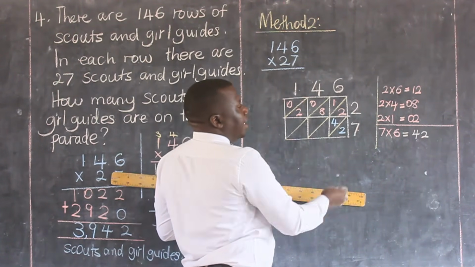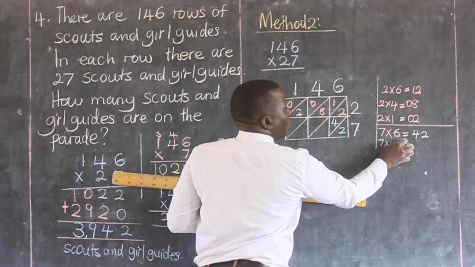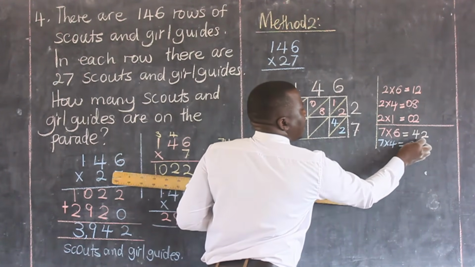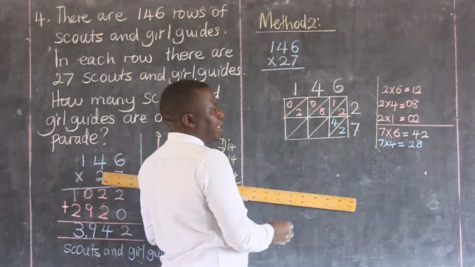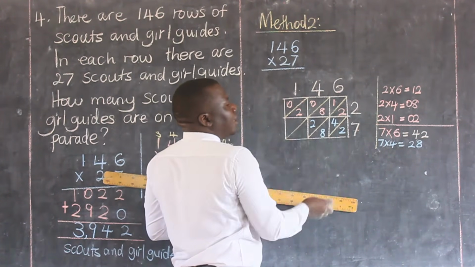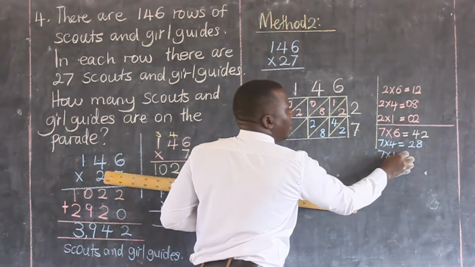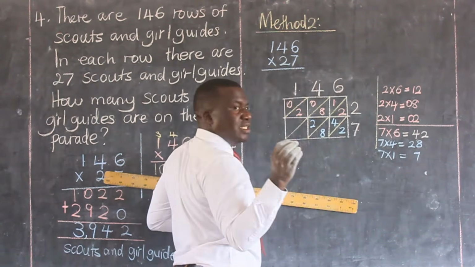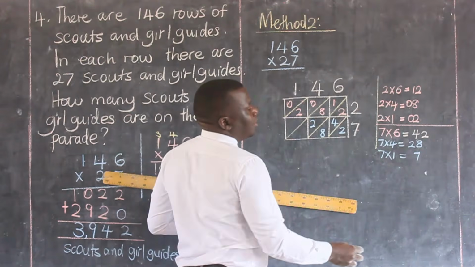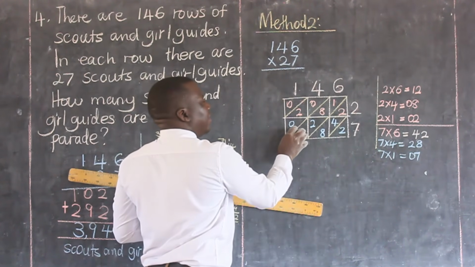Okay? Now, what is 7 times 4? It gives you 28. Where do you write that 28? Here. 28. Then finally, 7 times 1. Remember, it gives you a single digit 7. But you need to add 0 at the beginning. It gives you 0, 7.